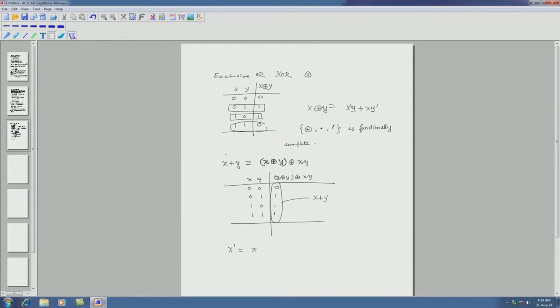At this point, we can also do something even further. We can write the complement of x as x XOR 1, where 1 is the greatest element in the Boolean algebra that we are considering.